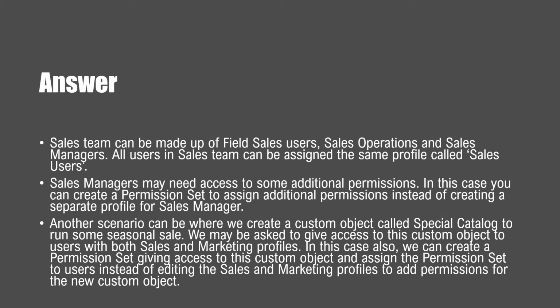Another scenario can be where we create a custom object called special catalog to run some seasonal sales. We may be asked to give access to this custom object to users with both sales and marketing profiles. In this case also, we can create a permission set giving the access to this custom object and assign the permission set to users instead of editing the sales and marketing profiles to add the permissions for the new custom object.